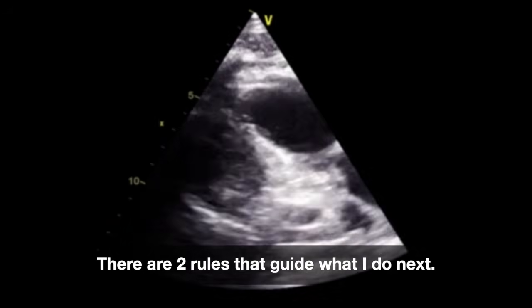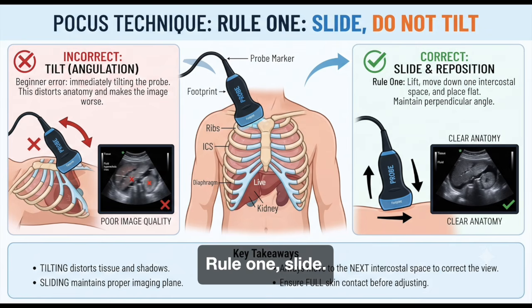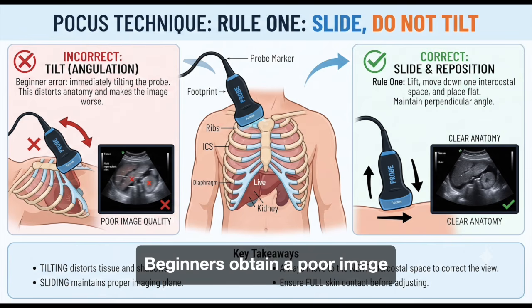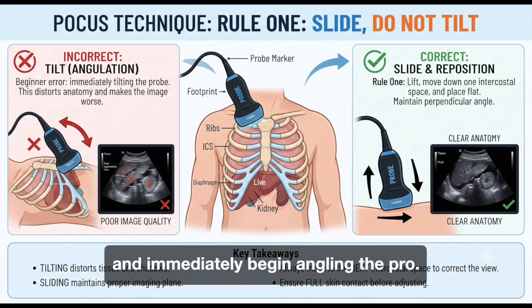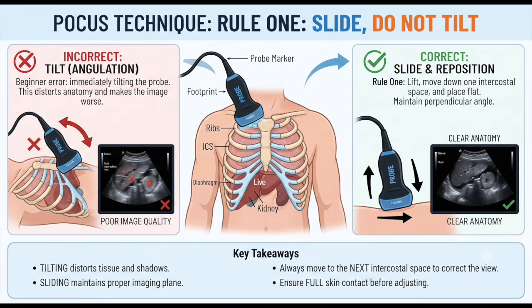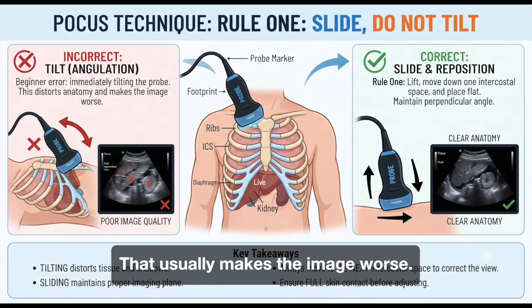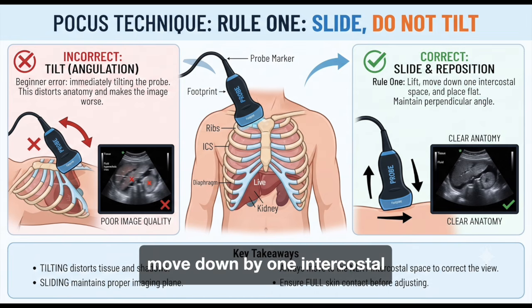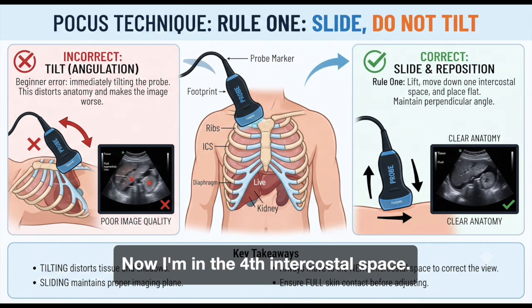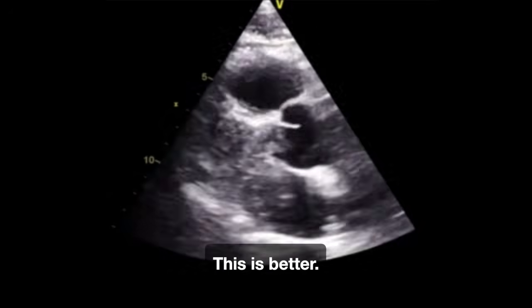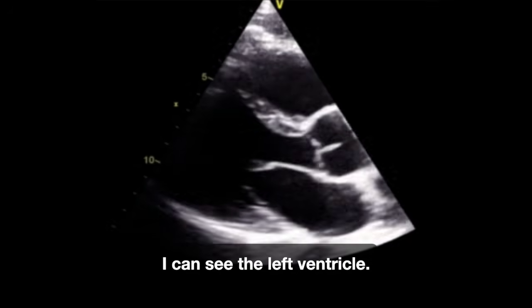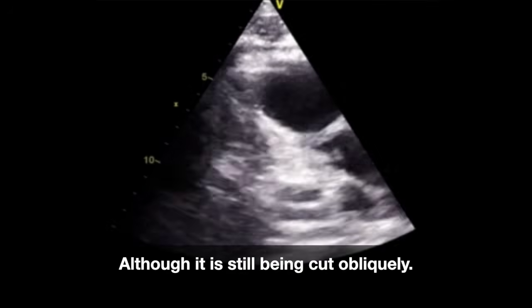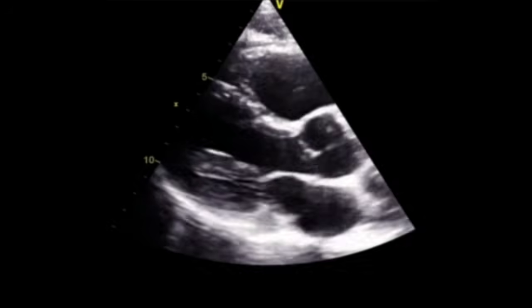There are 2 rules that guide what I do next. Rule 1. Slide. Do not tilt. Beginners obtain a poor image and immediately begin angling the probe. That usually makes the image worse. Lift the probe, move down by 1 intercostal space and place it back down flat. Now I am in the 4th intercostal space. This is better. I can see the left ventricle, although it is still being cut obliquely.